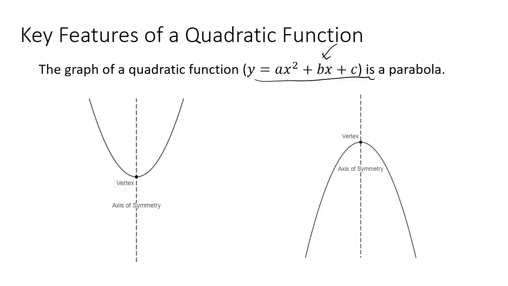So our goal in this section then is to be able to build up the information that we need in order to identify the key features of the graph just by looking at the equation and using that information to, of course, graph it once we're ready. So first things first, we already know that the shape of the graph of a quadratic function has the shape that we call a parabola.